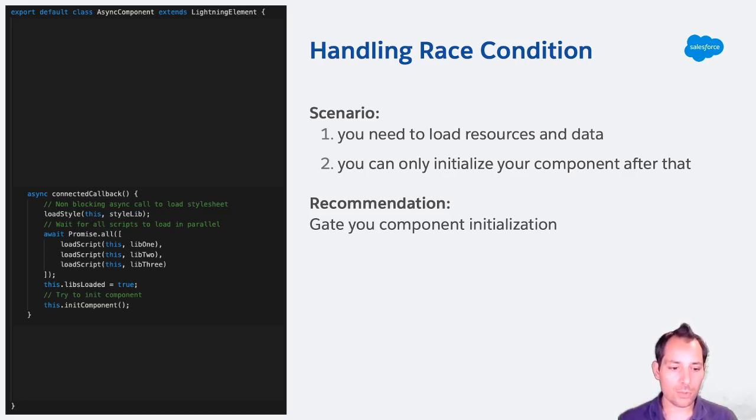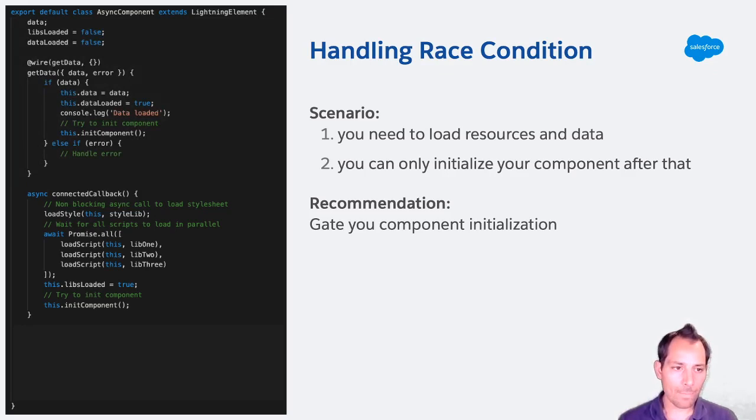And now the logic to initialize the component is moved to a separate function. And we're going to see the logic of this particular function just after. So first, let's take a look at the data loading. So here, this is a wire called for a function called getData, which returns whatever data. It's not really important what kind of data it is.